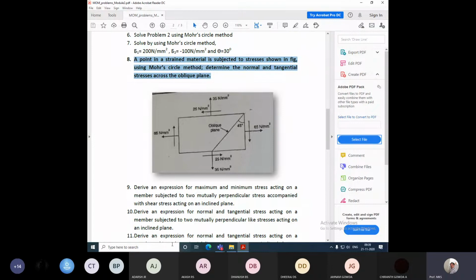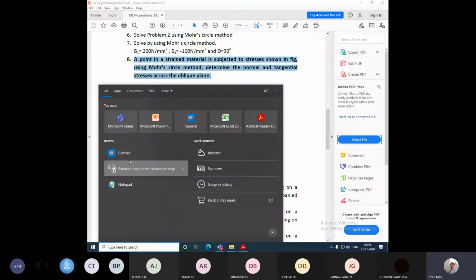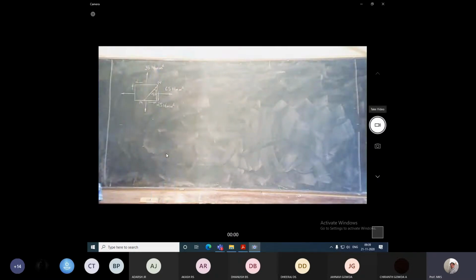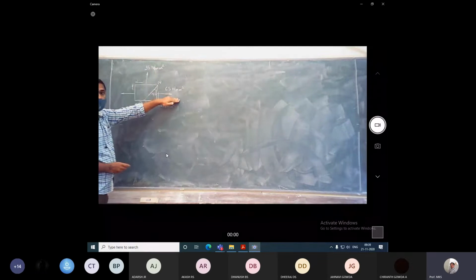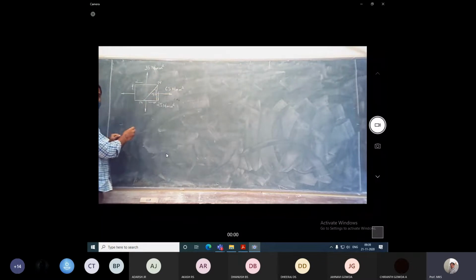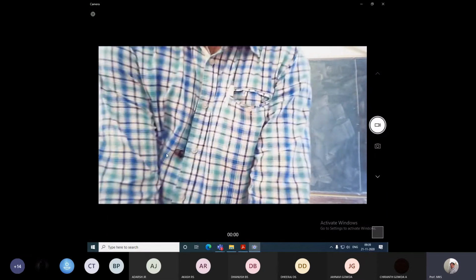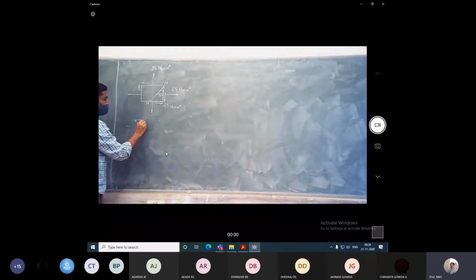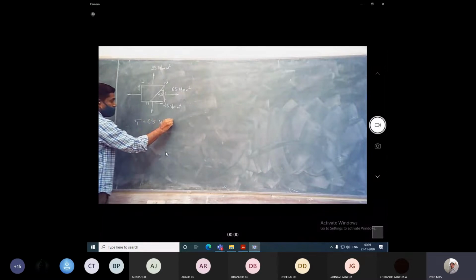Okay, I think we are finished with that, so we'll start with the given problem. The stress in the x-axis is the major stress. Major stress is sigma 1, that is 65 Newton per mm square.